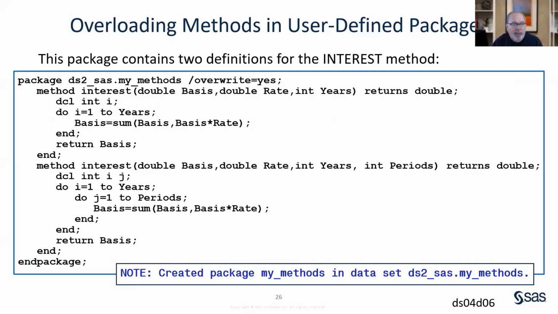So this package contains two definitions for the interest method, one with the traditional 3 parameters of input for an annual compounding, and one that allows 4 parameter input for multiple compounding per year. And so we can then recompile or recreate the MyMethods package. Now there's actually 2 interest methods in there, and you can use either one by merely calling it with the right number of parameters.